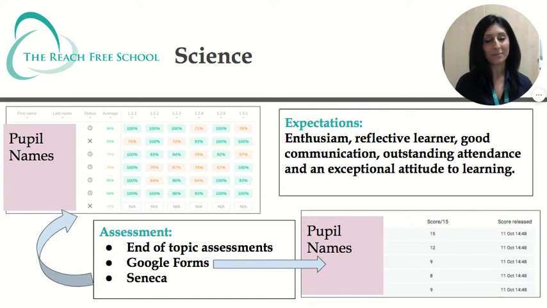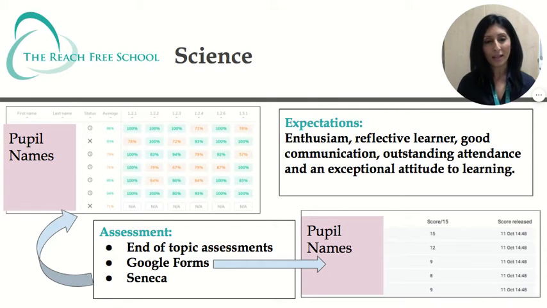On the left-hand side is a screenshot from something called Seneca. Seneca is our online learning platform. This is an example of an assignment that was set for our Key Stage 3. Pupils can access learning, do revision, go over a particular topic, and then they will meet a number of questions or a quiz in which they will get scored. If they're 100%, that's great.